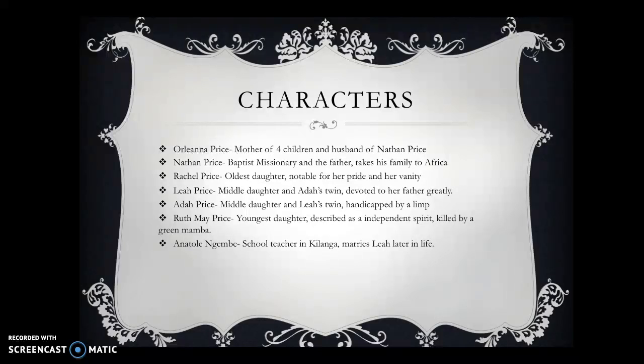Ada Price was Leah's twin and also a middle daughter, handicapped by a limp in her leg. And Ruth May Price, the youngest daughter, was described as an independent spirit, and she was killed by the green mamba. One of the major characters not part of the family is Anatole Nagembe, who was a schoolteacher in Kalanga, who later in life married Leah, as Leah decided to stay in the Congo, in Africa.